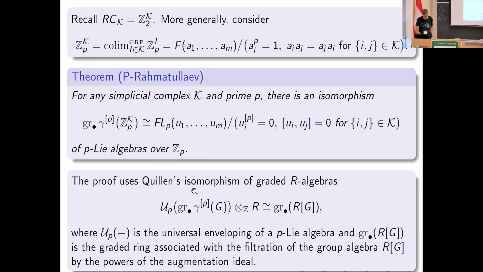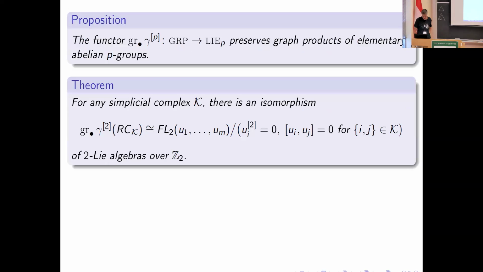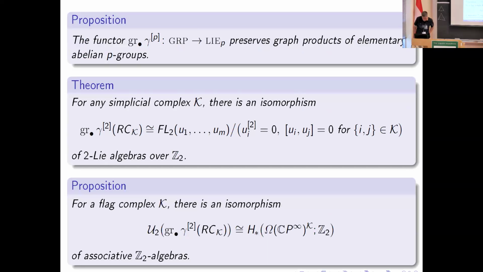The one is the one defining this lower p-central series, and the other one is a filtration in the group algebra by the powers of the augmentation ideal. And the corollary of this is, first, that this graded Lie algebra associated to the lower p-central filtration preserves graph products of elementary abelian p-groups. And if you apply it to the right-angle Coxeter groups, you get an explicit presentation for the associated 2-Lie algebra. And you can restate that topologically by saying that the universal enveloping algebra of this 2-Lie algebra is the loop homology of the Davis-Januszkiewicz space. So that somehow allows you, to some extent, to convert group theory into homotopy theory of loop homology.